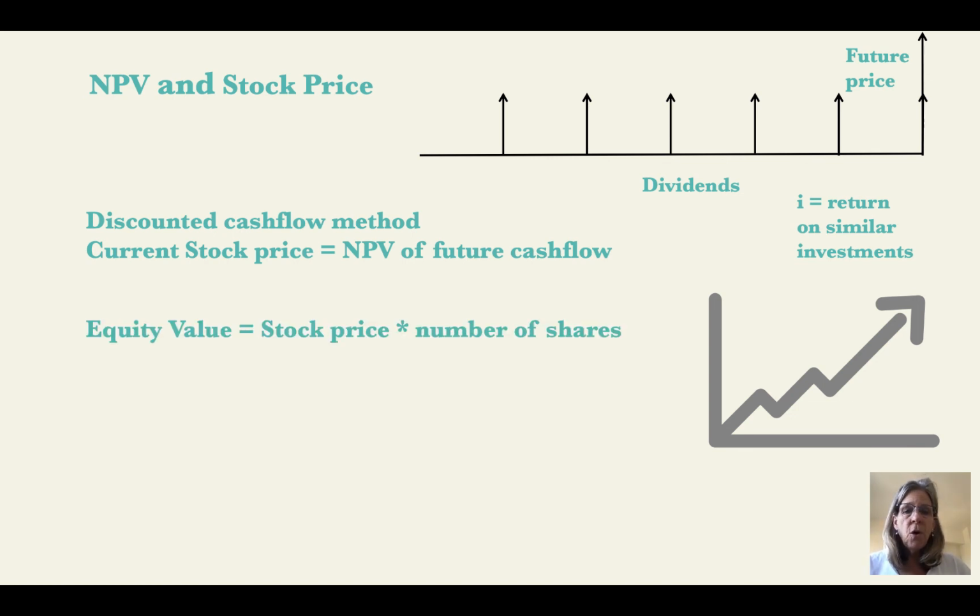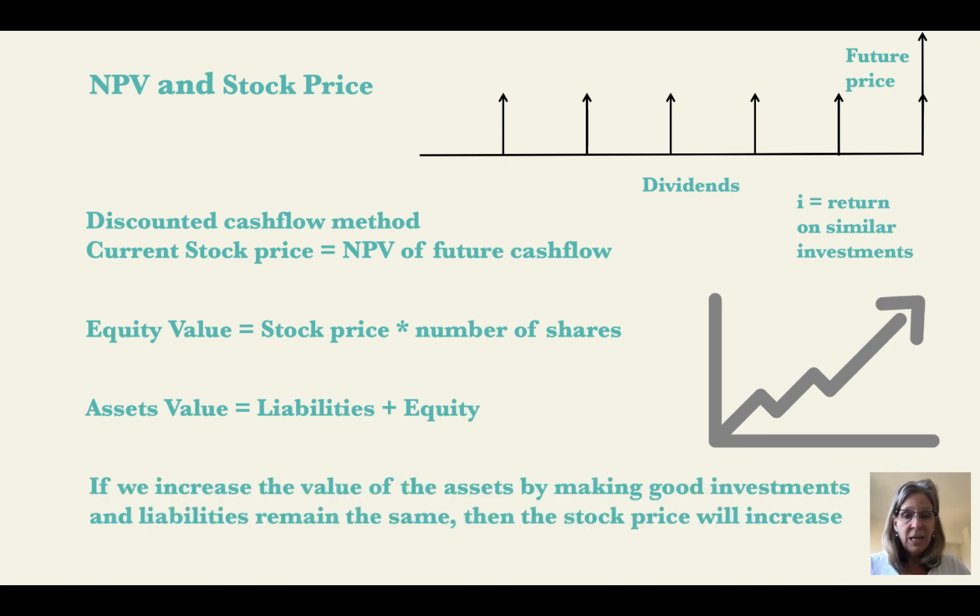We also know that the total equity value of a firm is equal to the stock price times the number of shares. If you remember when we did calculations on stock price, this gave us an equity value. We also know that the asset value is equal to liabilities plus equity. And if we increase the value of the assets by adding good investments, and liabilities remain the same, then the stock price will increase. This is an important reason for using net present value as an evaluation technique. It's also very important for the company to manage their stock price, so understanding the relationship between net present value and stock price is useful.